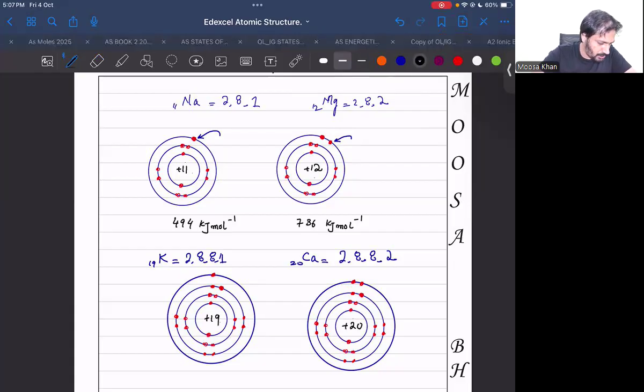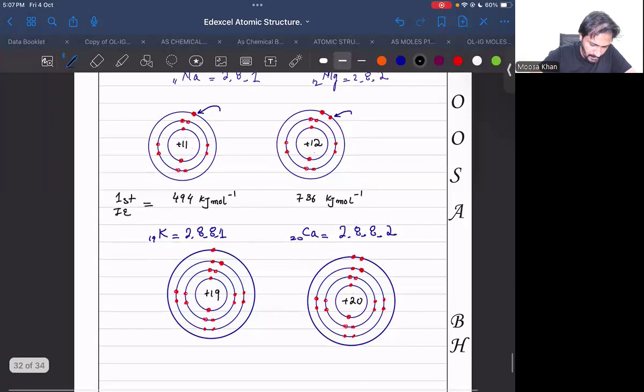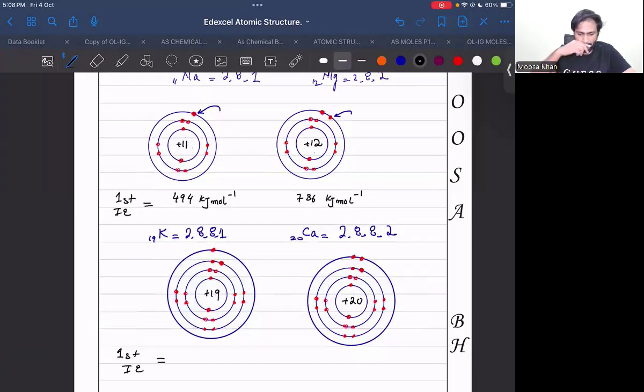Now just let me show you. What do you think first? You need to tell me. If we compare the values of first ionization energy of sodium and potassium, which value do you think would be greater? Do you think the first ionization energy of potassium would be greater or lesser as compared to sodium? Potassium's first ionization energy should be greater than sodium. Rayan, that's what you are saying?